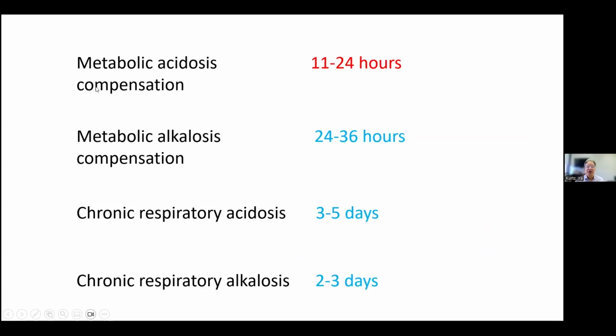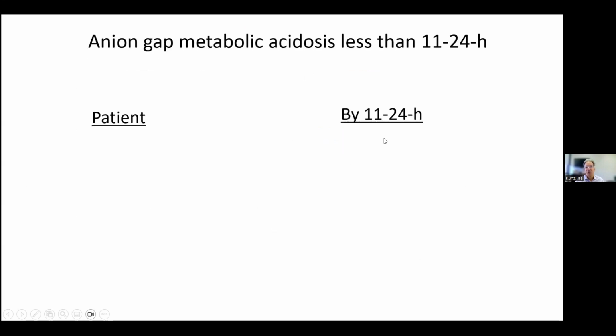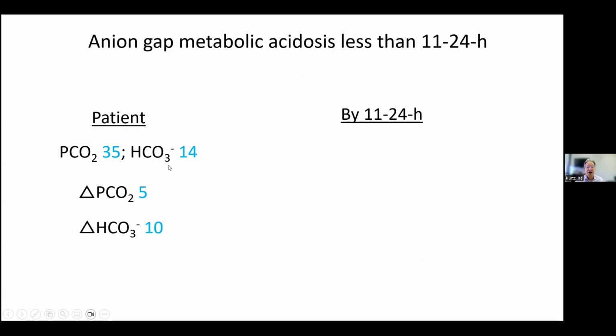Well, remember that metabolic acidosis takes 12 to 24 hours for the compensation to occur. So in our patient, we had a PCO2 of 35 and a bicarb of 14. The delta PCO2 was 5 and the delta bicarbonate was 10.